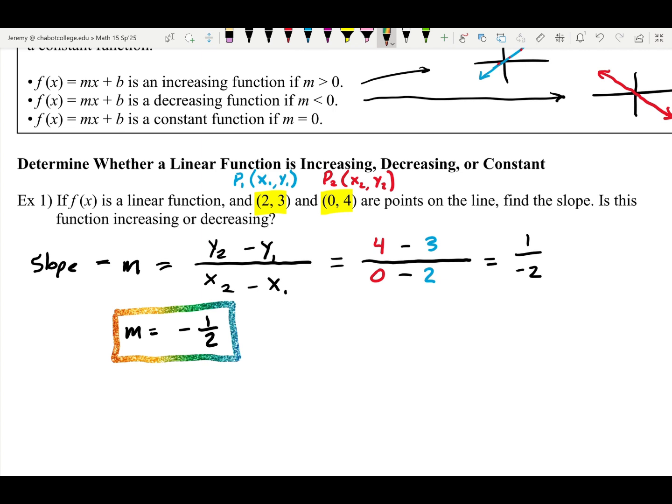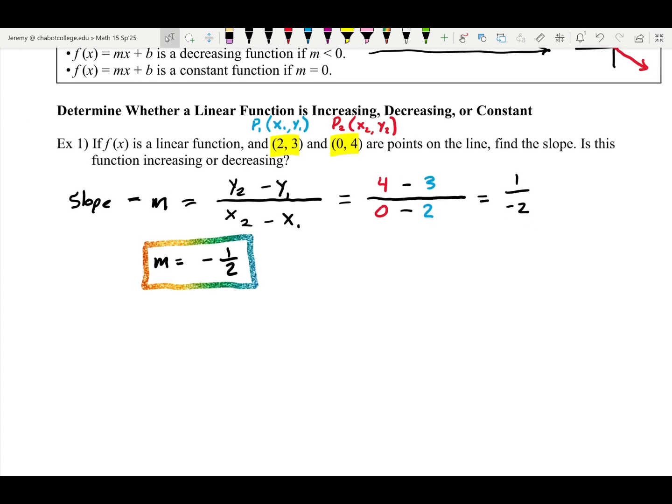And by the way, you could have labeled this point P1 and this point P2, and it would have worked out fine. But you just have to be consistent with how you label the x and y coordinates of each of those points.